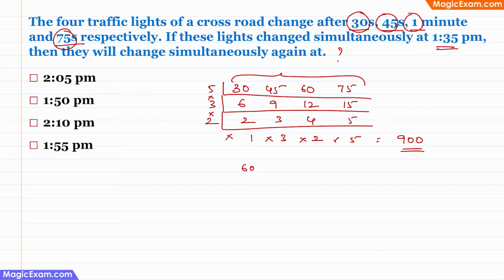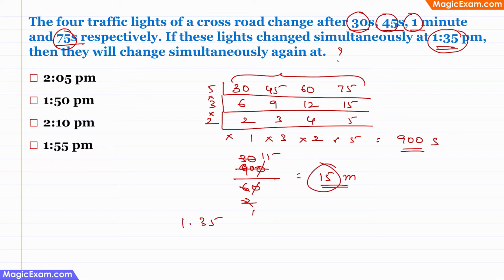So 900 divided by 60. Right? So 3 twos are 6, 3 threes are 9, 0, 2 ones are 2, 15. So it will be 15 minutes. So 900 seconds is 15 minutes. Now the last time the lights changed simultaneously was at 1:35. So let's add this 15 minutes to 1:35. Right? So we will get 1:50. So 1:50 PM is the time when all of these 4 lights will change simultaneously again.